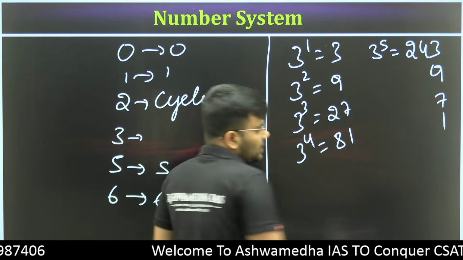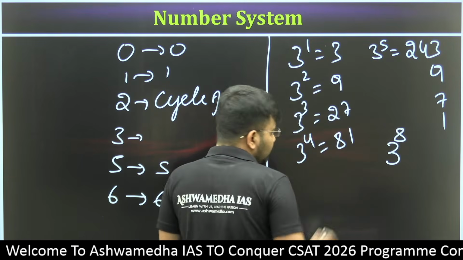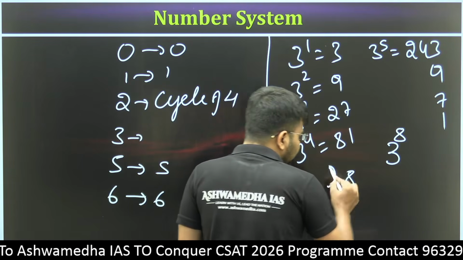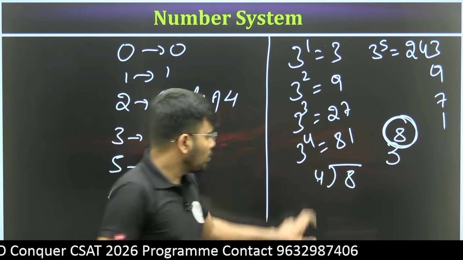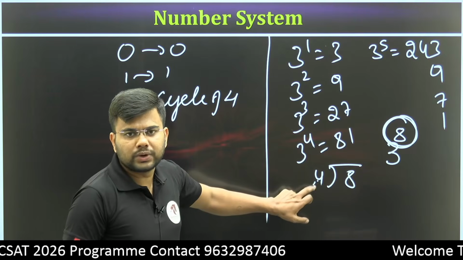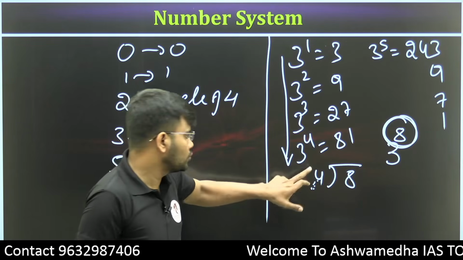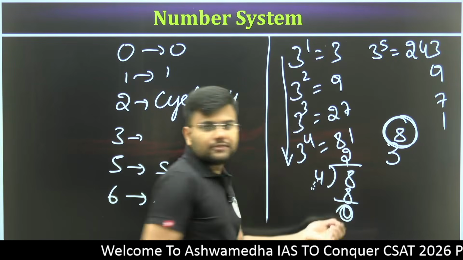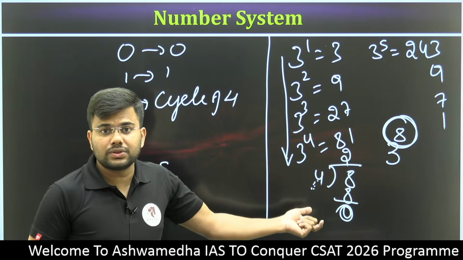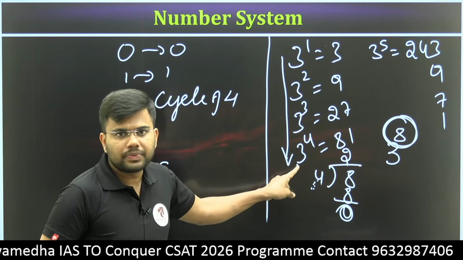What are we supposed to do? Same as before. If it is 3 power 8, take 8 and divide it by 4. You are supposed to take the power and divide it by 4. Why am I supposed to take 4? Because the unit digit of 3 repeats in a cycle of 4. So 4 twos are 8, and 0 is the remainder. If 0 is the remainder, that unit digit would be similar to that of 3 power 4.